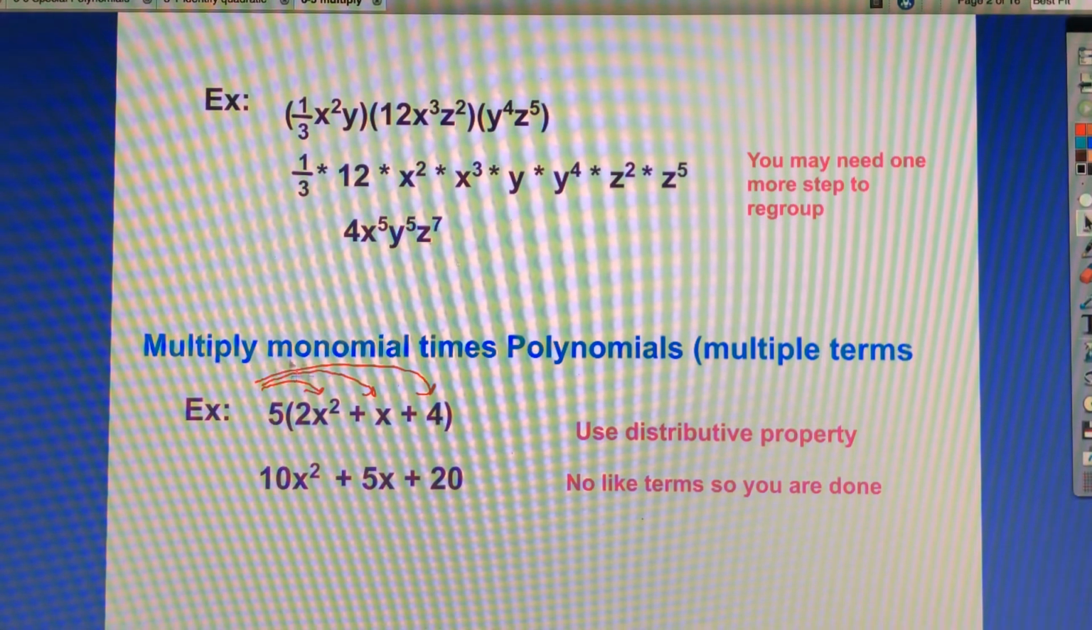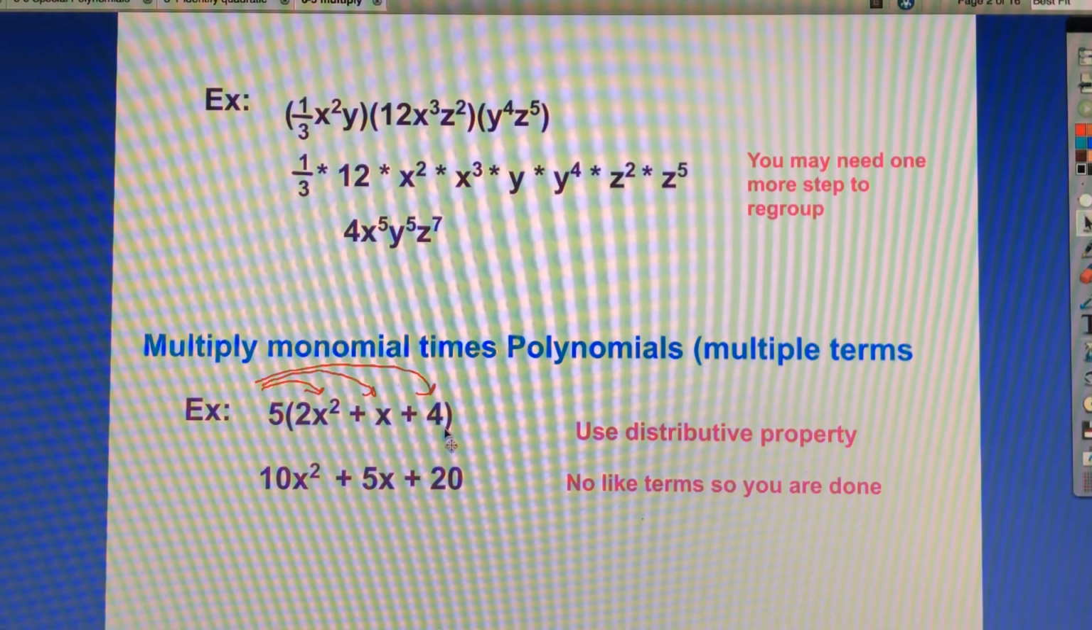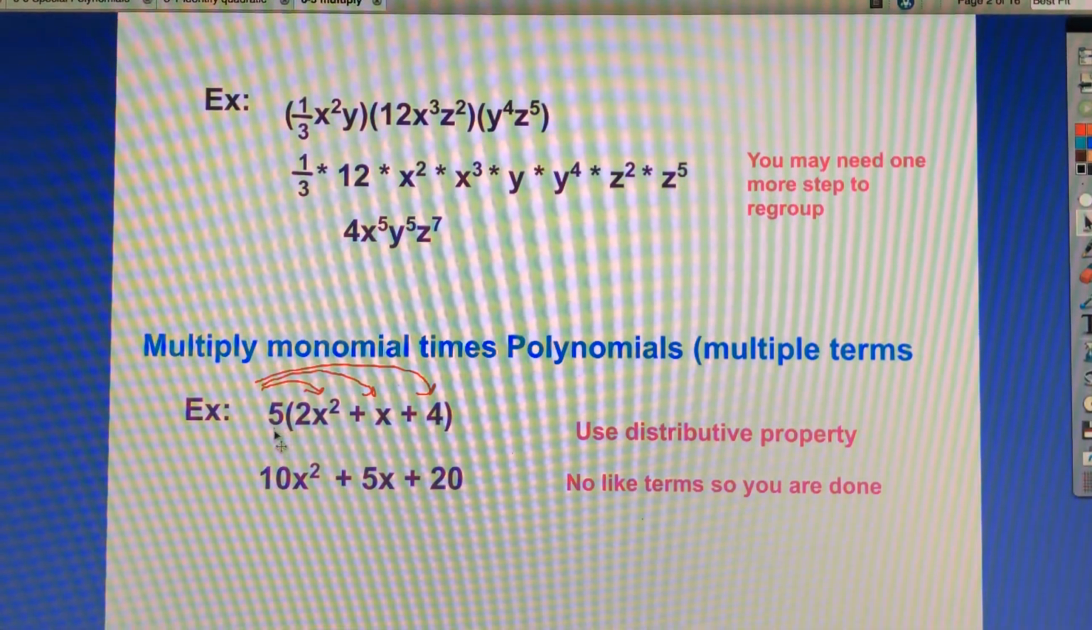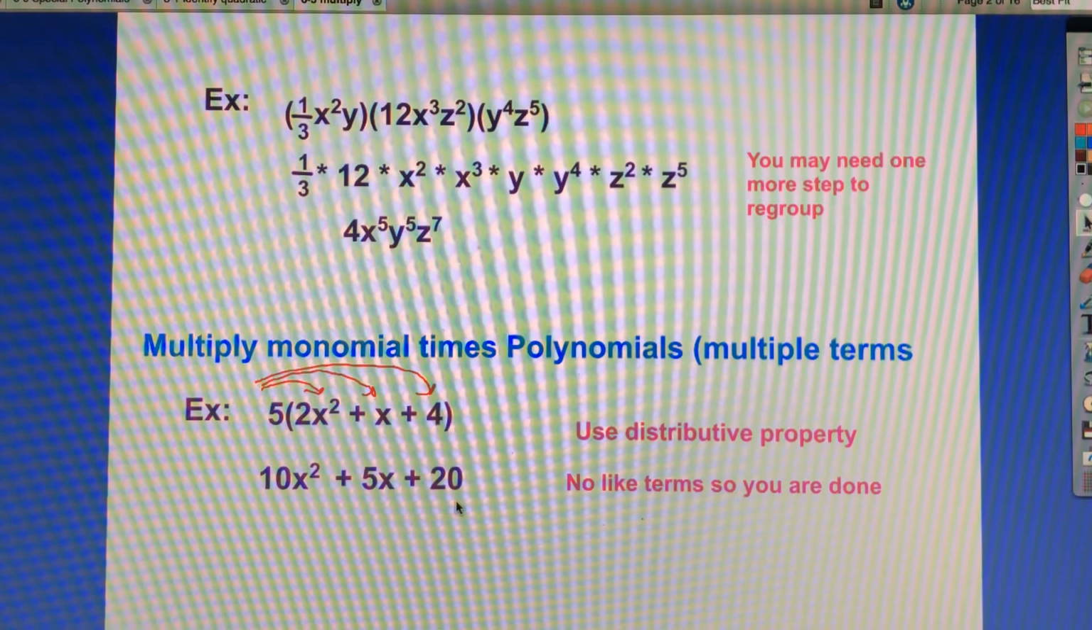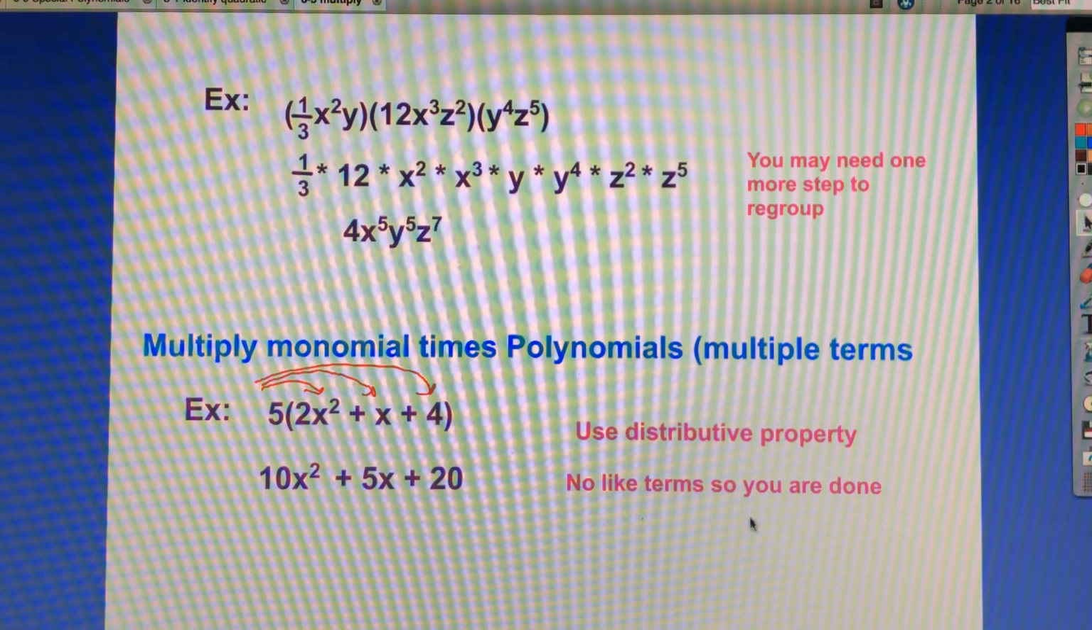What if I have to multiply a monomial times a polynomial? Well, this is simple. We've been doing the distributive property for years. All I'm going to do is take my outside value, my monomial, times each term inside my polynomial. 5 times 2x squared is 10x squared. 5 times a positive 1x, positive 5x. 5 times a positive 4, positive 20. I have no like terms here, so I don't have to combine anything. I'm done.